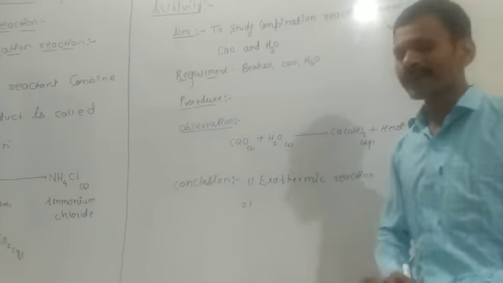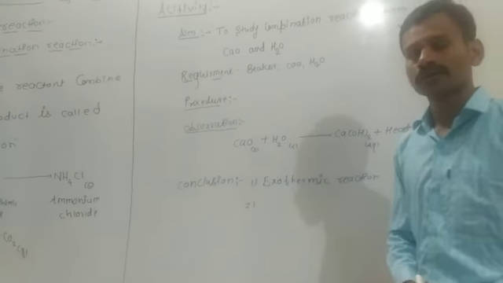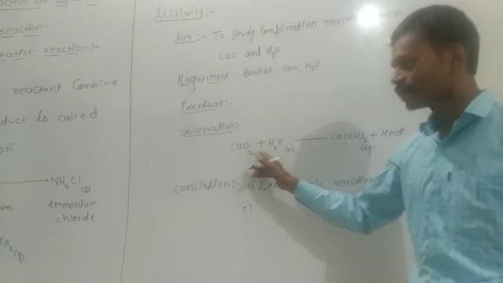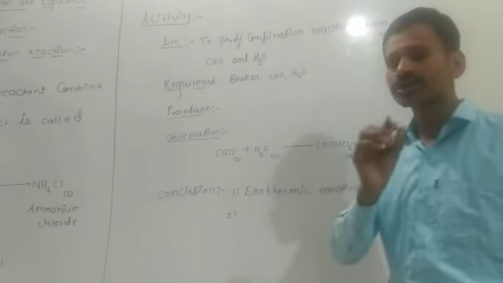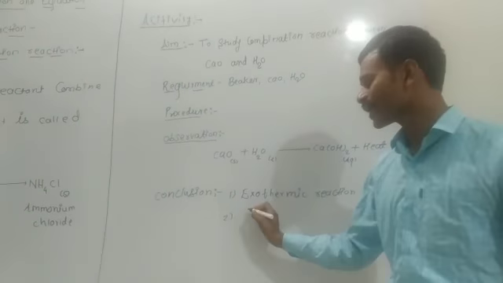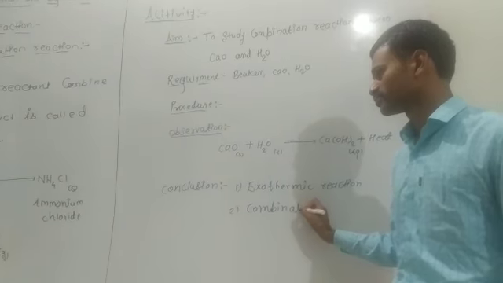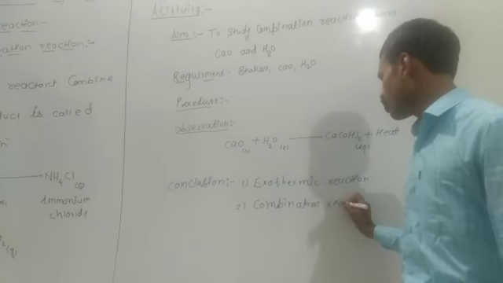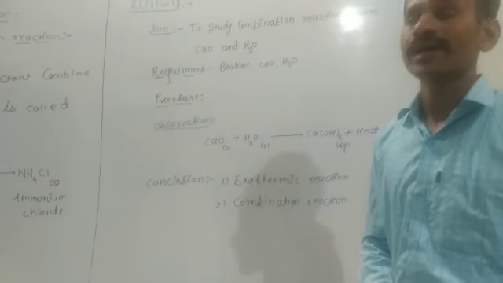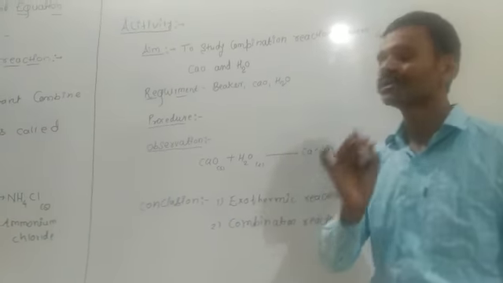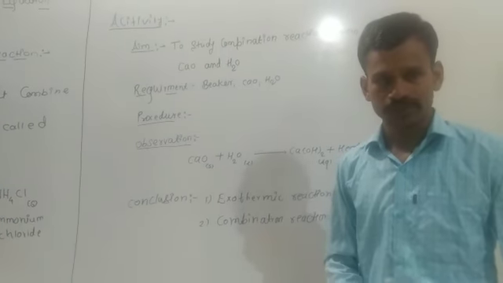Second, in the reaction between calcium oxide and water, the two reactants combine together and form only a single product. That's why it is a combination reaction. Which reaction is it? Combination reaction. Like this, you can simply study the activity related to the combination reaction.